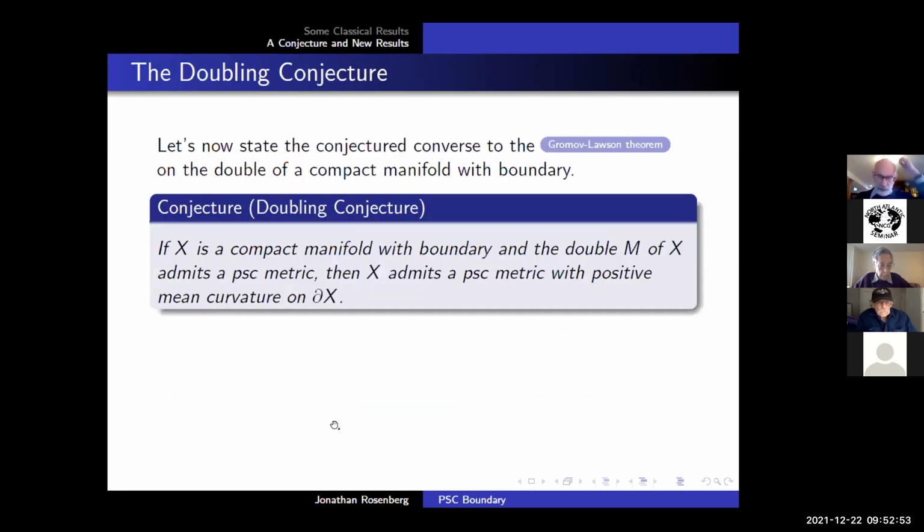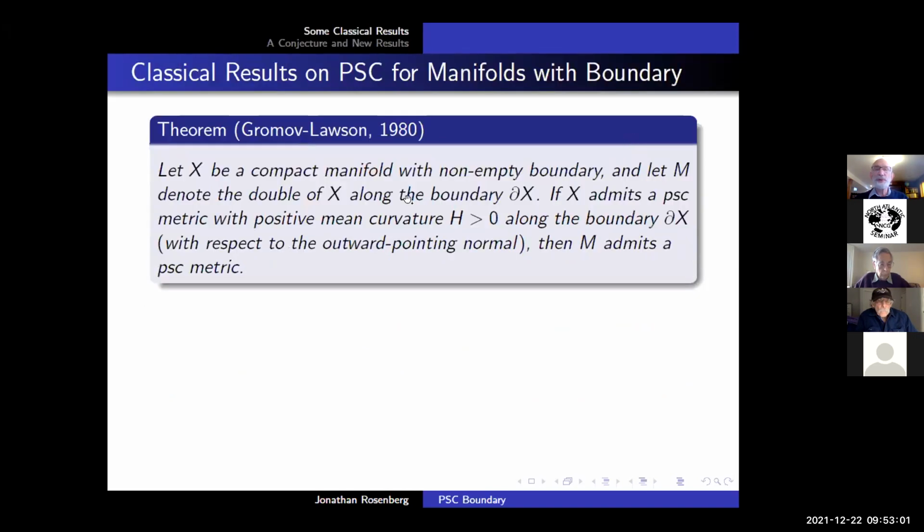All right, so now let's state the conjectured converse to the Gromov-Lawson doubling theorem. Remember, Gromov and Lawson said that if you have a compact manifold with a non-empty boundary, and it has positive scalar curvature and positive mean curvature on the boundary, then the double admits a positive scalar curvature metric.